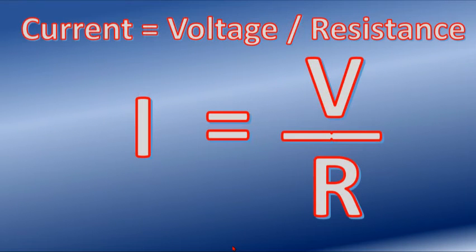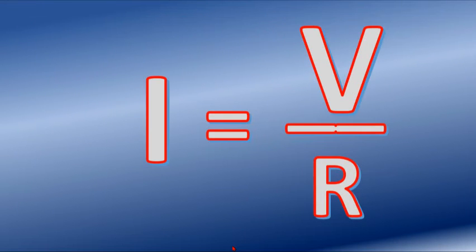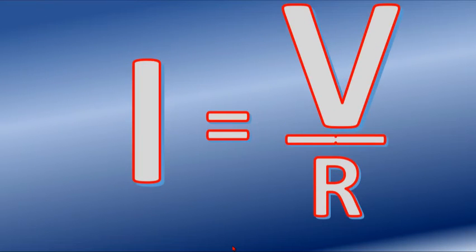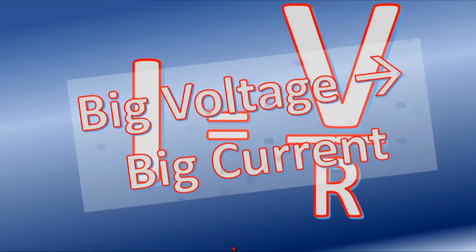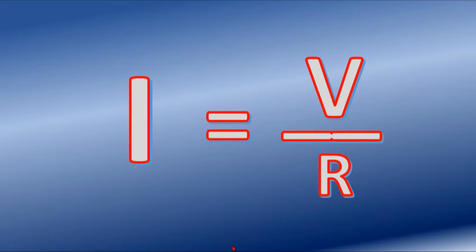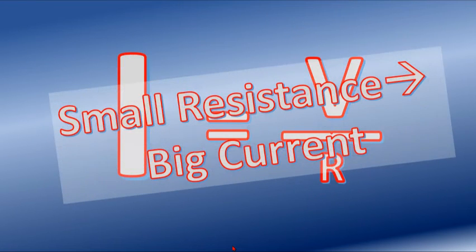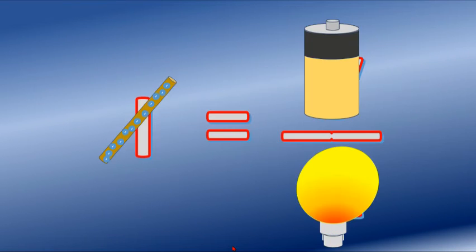Right. Let's flip that around. So that means that the current is equal to voltage divided by resistance. If you have a bigger voltage, you're going to have a bigger current. If you have a smaller resistance, you're going to have a bigger current because the resistance is on the bottom of the fraction. All right.